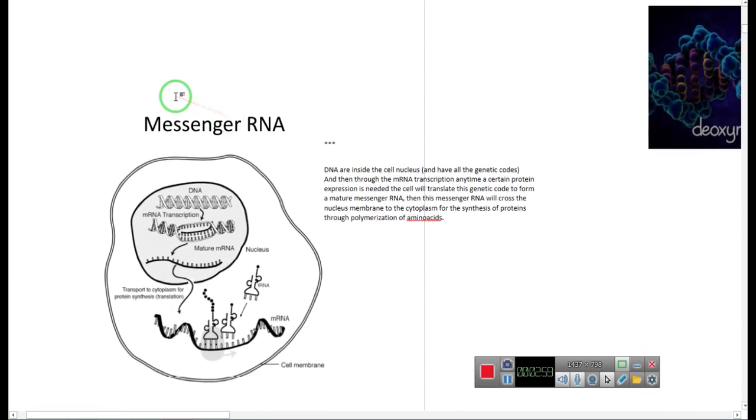As you see here, the messenger RNA is responsible for expression or the synthesis of a certain type of protein. How does it work? Here in the cell we have the DNA, in the nucleus we have the DNA which will synthesize a mature mRNA, messenger RNA, and it will cross the nucleus membrane to come out into the cytoplasm.